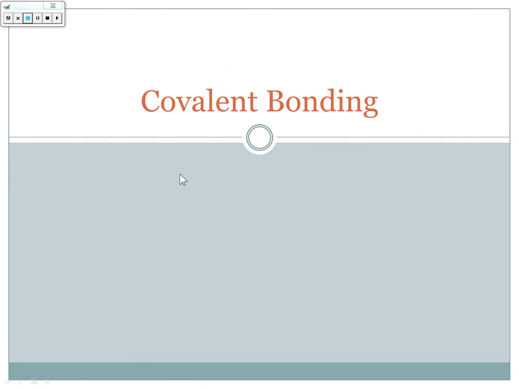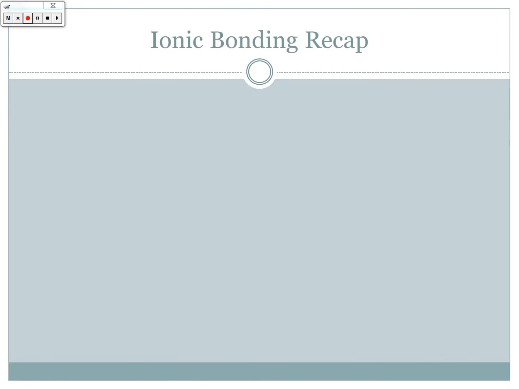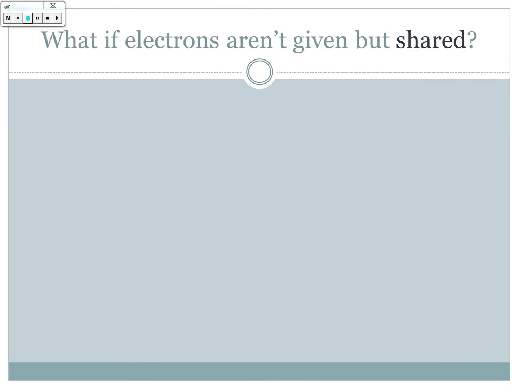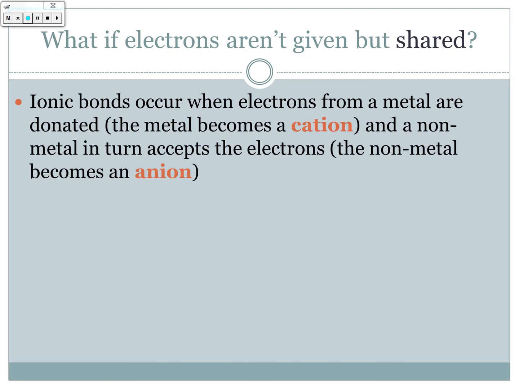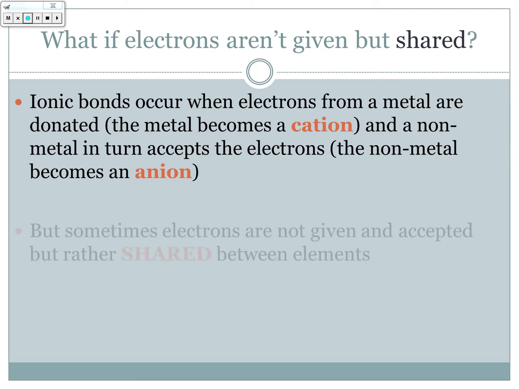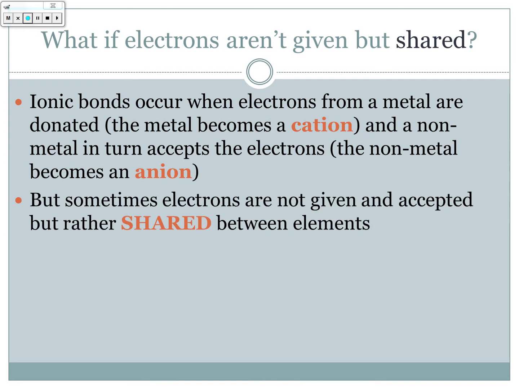Alrighty, today we're going to be moving on to covalent bonding in ionic compounds. So what happens though if the electrons aren't given but are instead shared between elements? Ionic bonds occur when electrons from a metal are donated, the metal becomes a cation, and a nonmetal in turn accepts the electrons, the nonmetal becomes an anion.